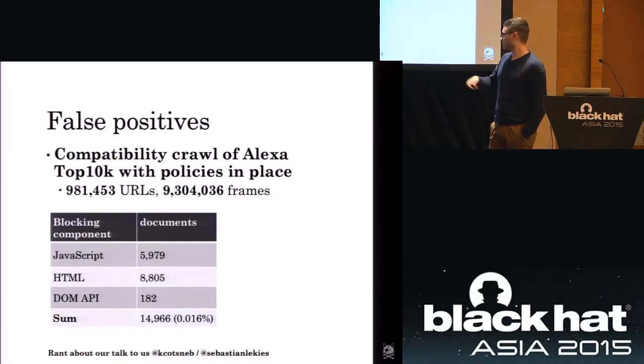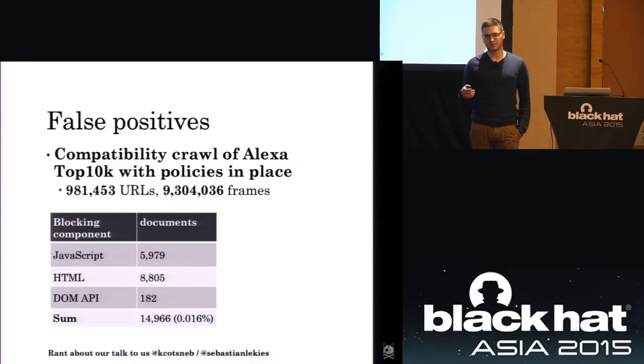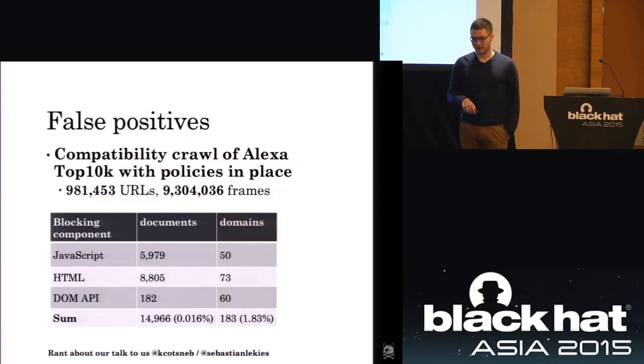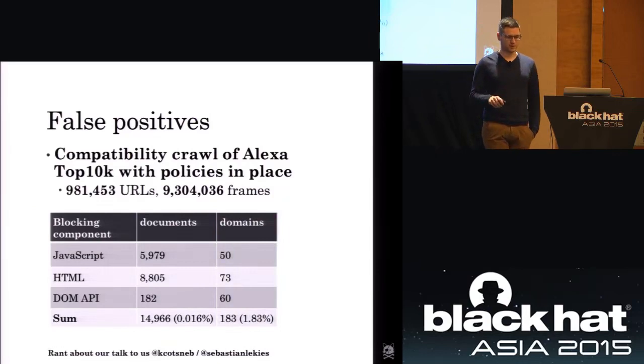On 0.016% of those frames, we actually caused an issue, which we presume is a false positive because we weren't trying to attack anything, right? Looking at the domains, this number looks a little bit worse. On 1.83%, this looks like it might be too high. Actually, we looked at all these cases and found that it was always just one single component in that site that broke. So it's not like you can't use the site anymore, but rather the advertisement is broken or some very specific functionality is broken.